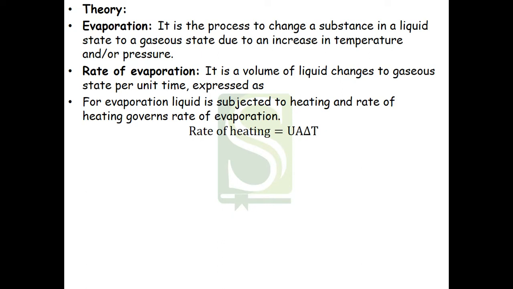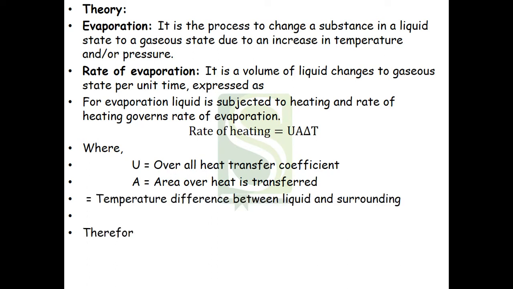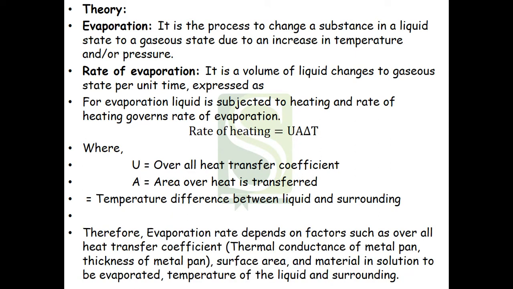So rate of evaporation can be expressed as rate of heating is equal to U into A into delta T. Now U is the overall heat transfer coefficient, A is the area over which heat transfer will take place, and delta T is the temperature difference between the liquid and the surrounding. So evaporation rate depends on factors such as overall heat transfer coefficient, which includes the thermal conductance of the metal pan, thickness of the metal pan, etc. Then surface area, material in the solution to be evaporated, temperature of the liquid and the surrounding, etc.